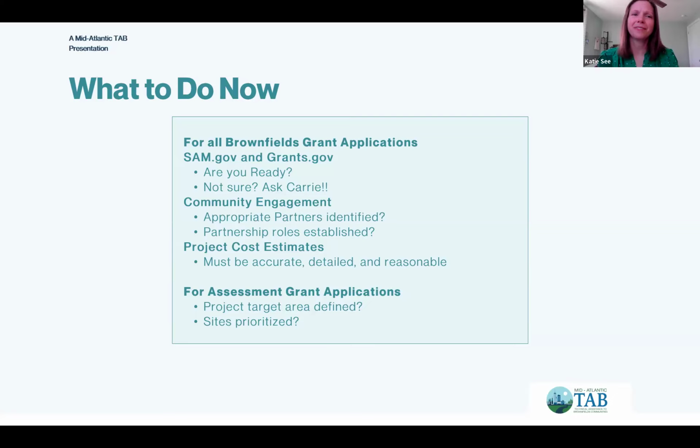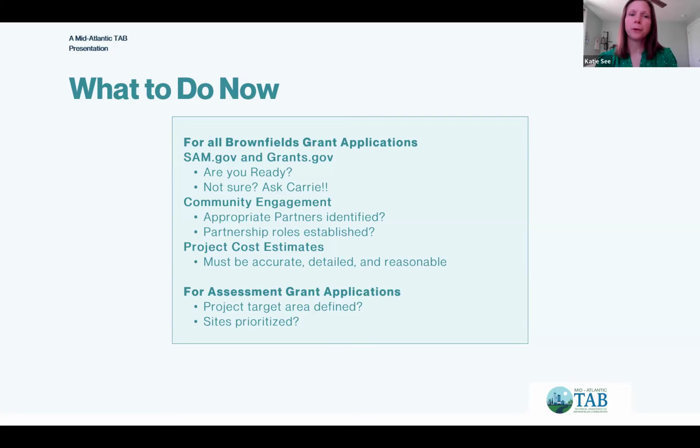Of course, this says if you're not sure about it, ask Carrie. For those of you thinking, who's Carrie? Carrie is our director. She is not here today. She's on vacation, but you can reach out to Tab and talk to Carrie. She has made it her personal mission to make sure that everyone is as comfortable as they are in their SAM.gov and grants.gov accounts, and they feel ready to go.